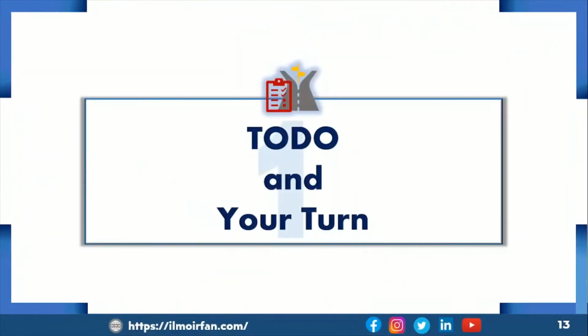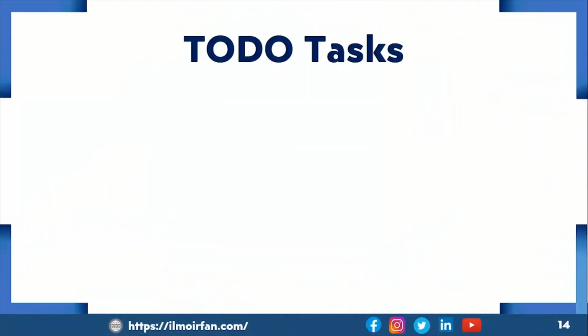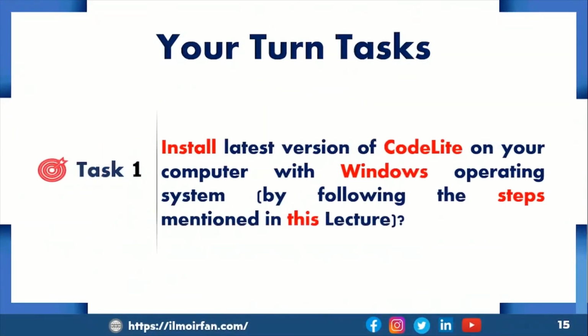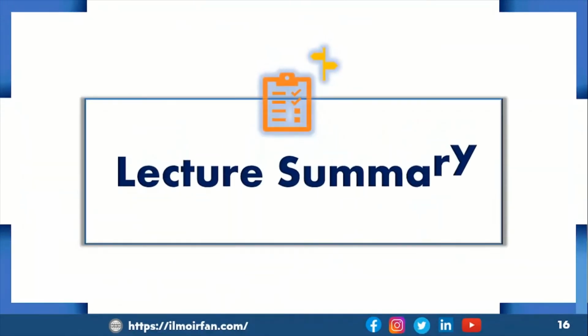To do and your turn tasks. The to-do task for this part of lecture is install CodeBlocks 20.03 on your computer with Windows operating system as shown in this lecture. Your turn task is install latest version of CodeLite on your computer with Windows operating system by following the steps mentioned in this lecture. Now let's move to lecture summary.